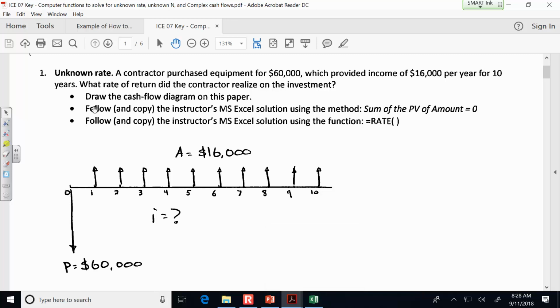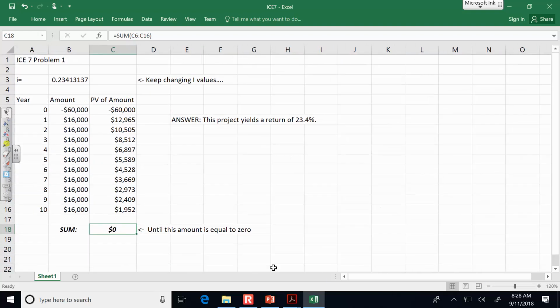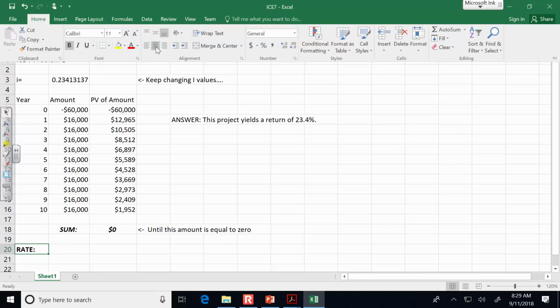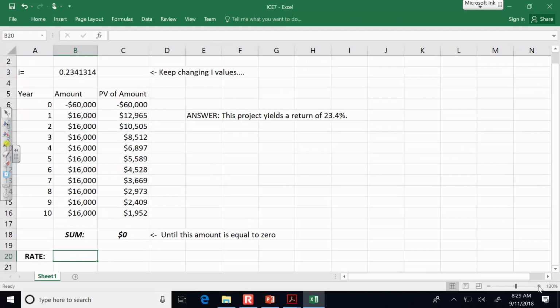So that is one method where we found the sum of the PV of the amounts. Let me show you another approach. It says here that the other approach is a function that's called equal rate. That's the function. And so here I'm going to say rate, just to label my answers. That's not the formula. I'm just labeling what is going to be in the side of it. Okay, now here, the function that we're going to use is equals rate. And as soon as you put in those parentheses, it starts prompting you what you need to fill in.